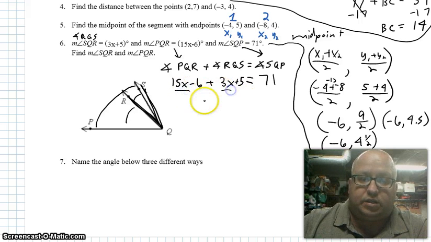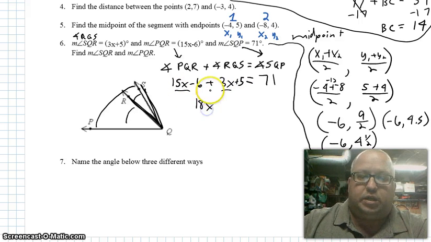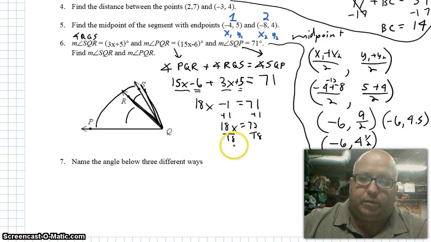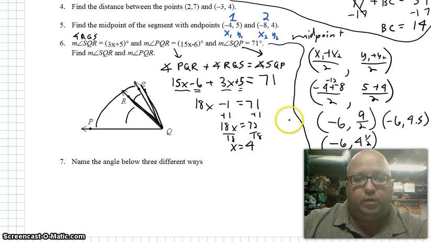Let's see, 15x and 3x is 18x. Minus 6 and plus 5 is minus 1. So let's see, we'll solve this. Plus 1, plus 1. 18x equals 72. Divide by 18, divide by 18. And x is 72 divided by 18, I believe, is 4.